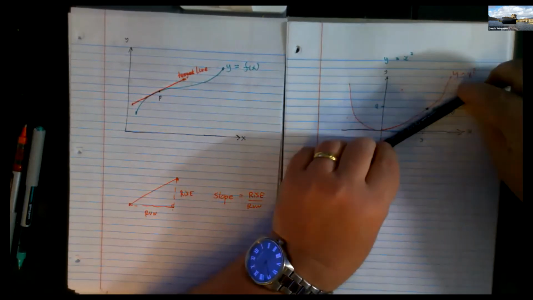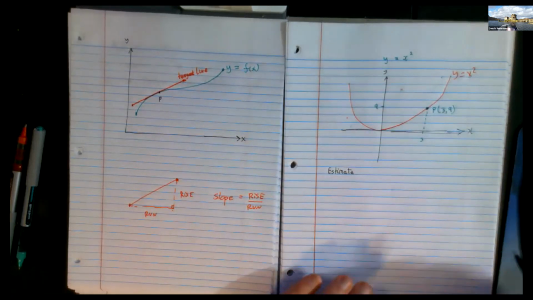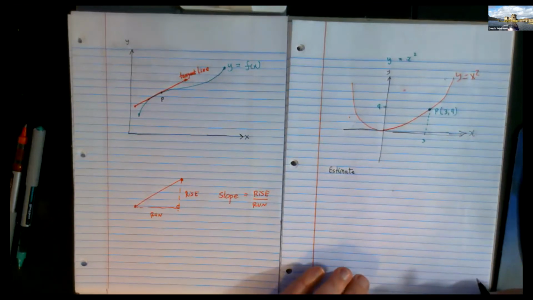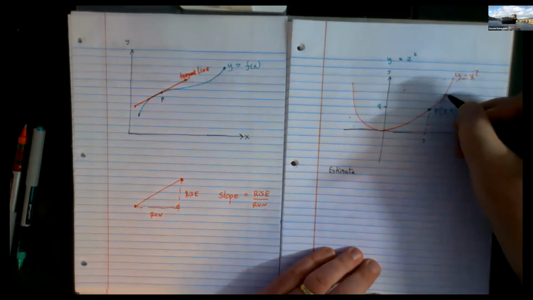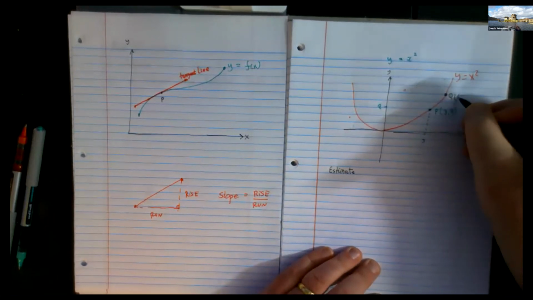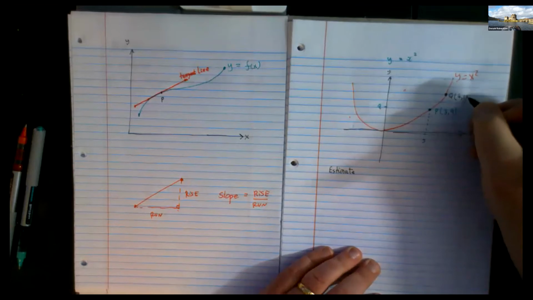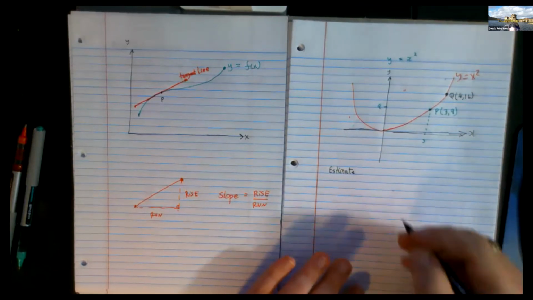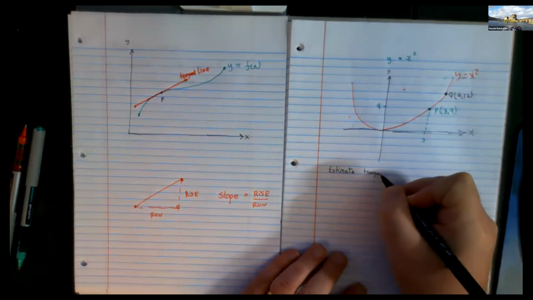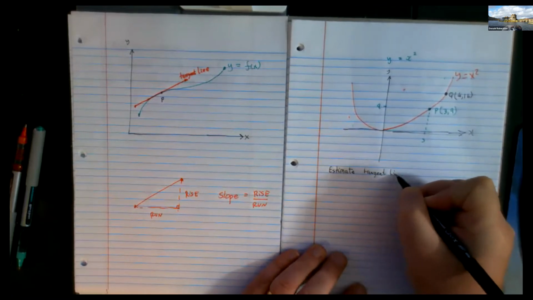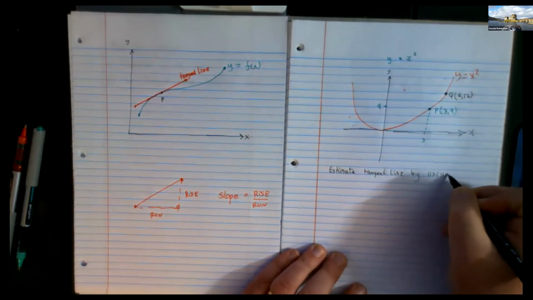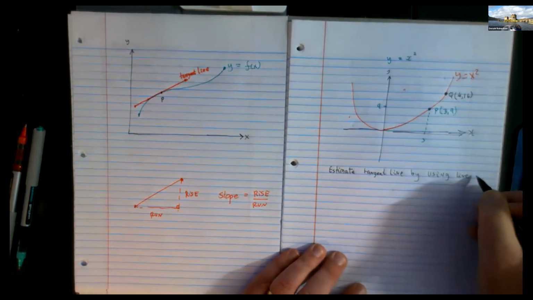Now, I'm not going to get a ruler and draw a line. What I'm going to do instead is pick another point on the curve that's pretty close. So I'm going to pick this point here and I'm going to call it Q. I'm going to make its x coordinate 4 and its y coordinate 16. So I'm going to estimate the tangent line by using the line PQ.